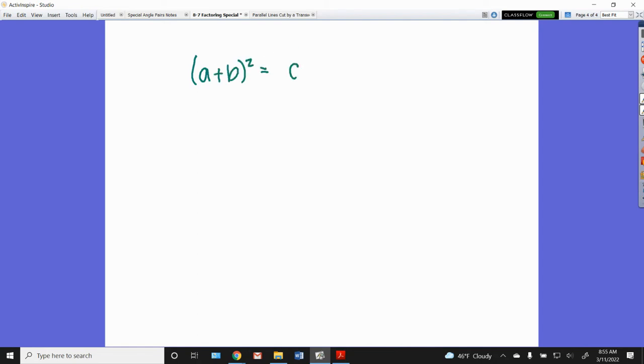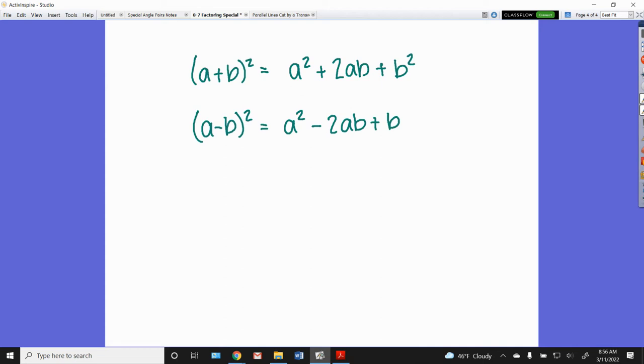that automatically becomes a squared plus, and then you multiply these together and double it, times 2. So 2ab plus b squared. And then if you had a minus b squared, that becomes a squared minus 2ab plus b squared. This stays positive because negative b times negative b is a positive b squared.